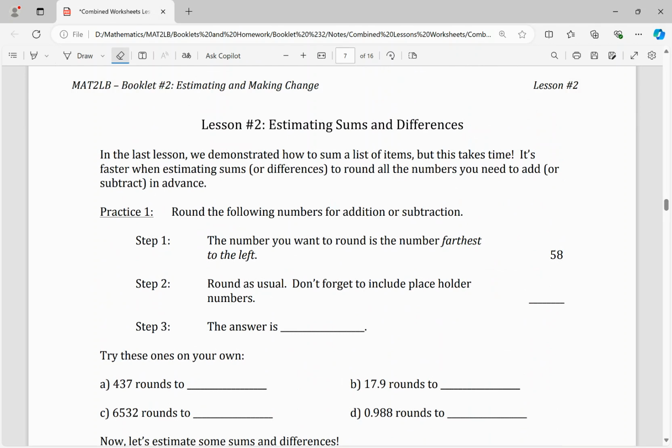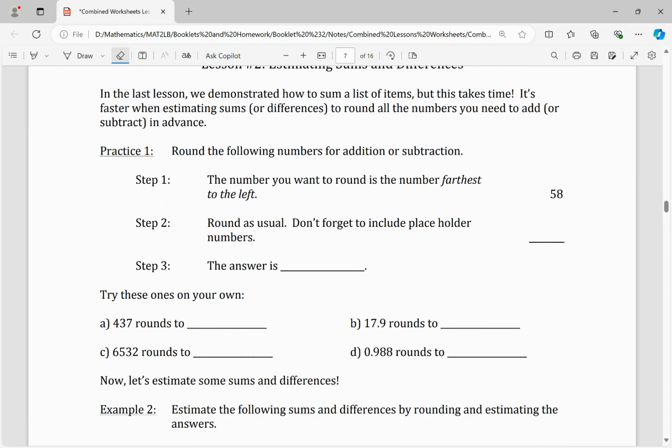So let's start at the top of the page. Lesson 2, estimating sums and differences. In the last lesson, we demonstrated how to sum a list of items, but this takes time. It's faster when estimating sums or differences to round all the numbers you need to add or subtract in advance. So let's start by talking about how we're going to round.